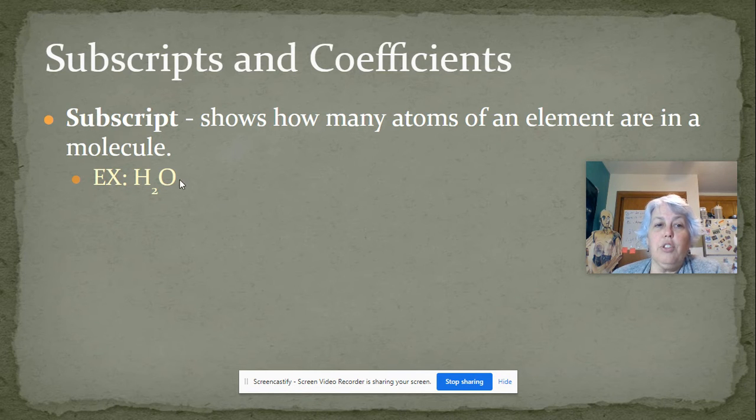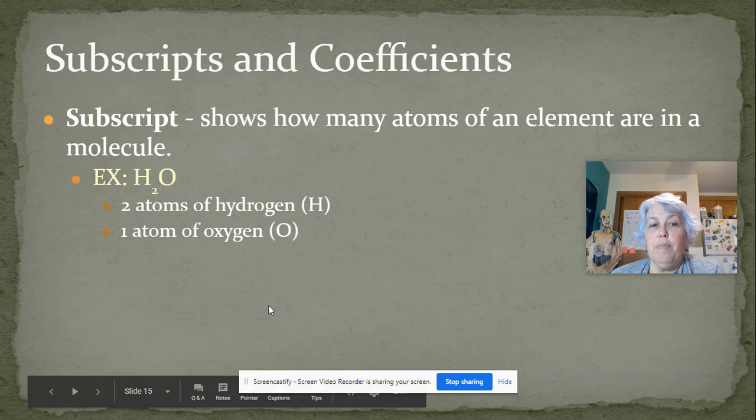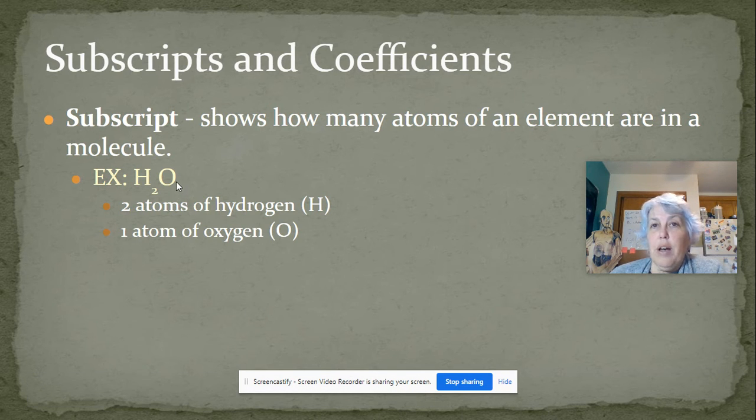So for example, H2O, the 2 is a subscript. The 2 only refers to the H. It doesn't refer to the O. So it refers to the hydrogen, not the oxygen. So what this means is there are 2 atoms of hydrogen in a water molecule. Now, there is no number after the oxygen, so that means that it's a 1. So whenever there's no number there, that means that it's a 1.